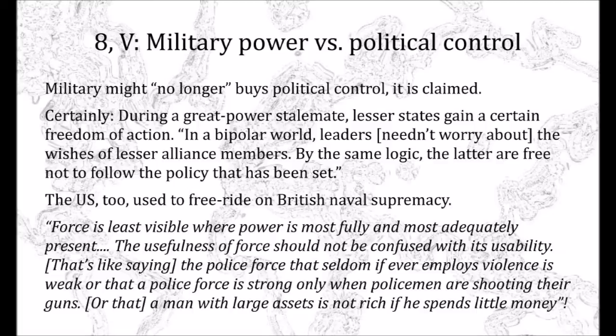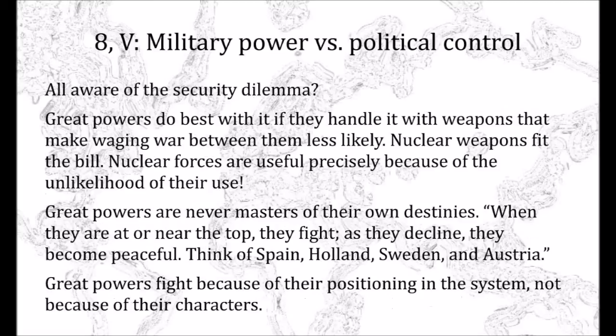He notes that force is least visible where power is most fully and most adequately present. The usefulness of force should not be confused with its usability, because that would be like saying that the police force that seldom, if ever, employs violence is weak, or that a police force is strong only when policemen are shooting their guns, or that a man with large assets is not rich if he spends little money. Right? So it's total confusion of terms here. A police force that is strong, or a society that is well ordered, there's power in that order. The stronger the order is, the less violence is needed to maintain it. And here he extends that logic specifically to nuclear weapons.